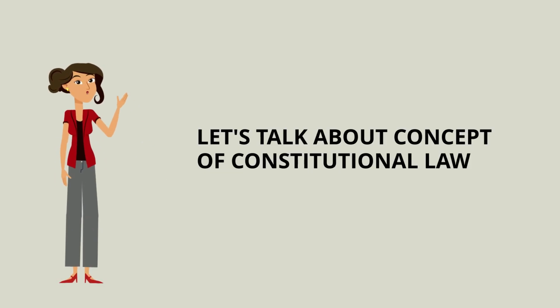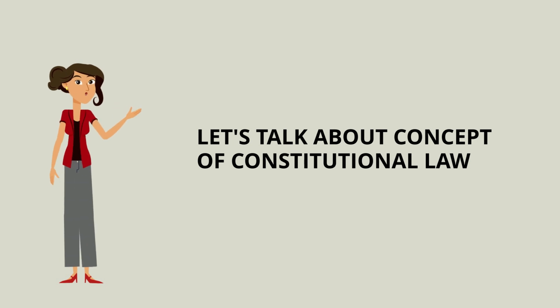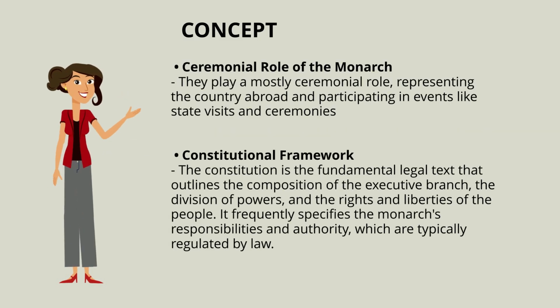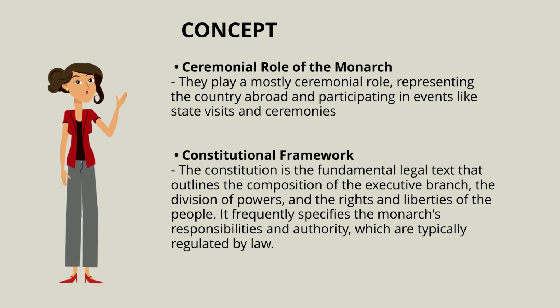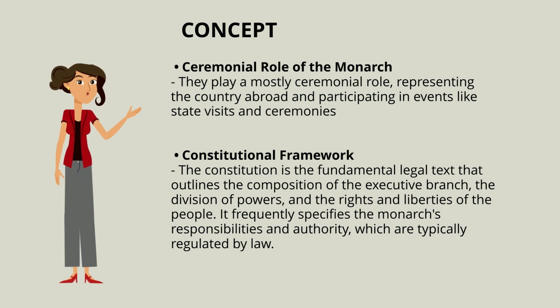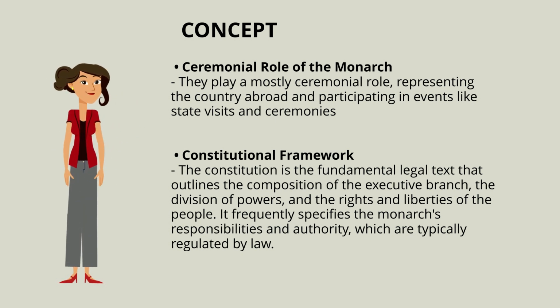Let's talk about the concept of constitutional law. Concept: ceremonial role of the monarch. They play a mostly ceremonial role, representing the country abroad and participating in events like state visits and ceremonies. Constitutional framework. The Constitution is the fundamental legal text that outlines the composition of the executive branch, the division of power and the rights and liberties of the people. It frequently specifies the monarch's responsibilities and authority, which are typically regulated by the law.